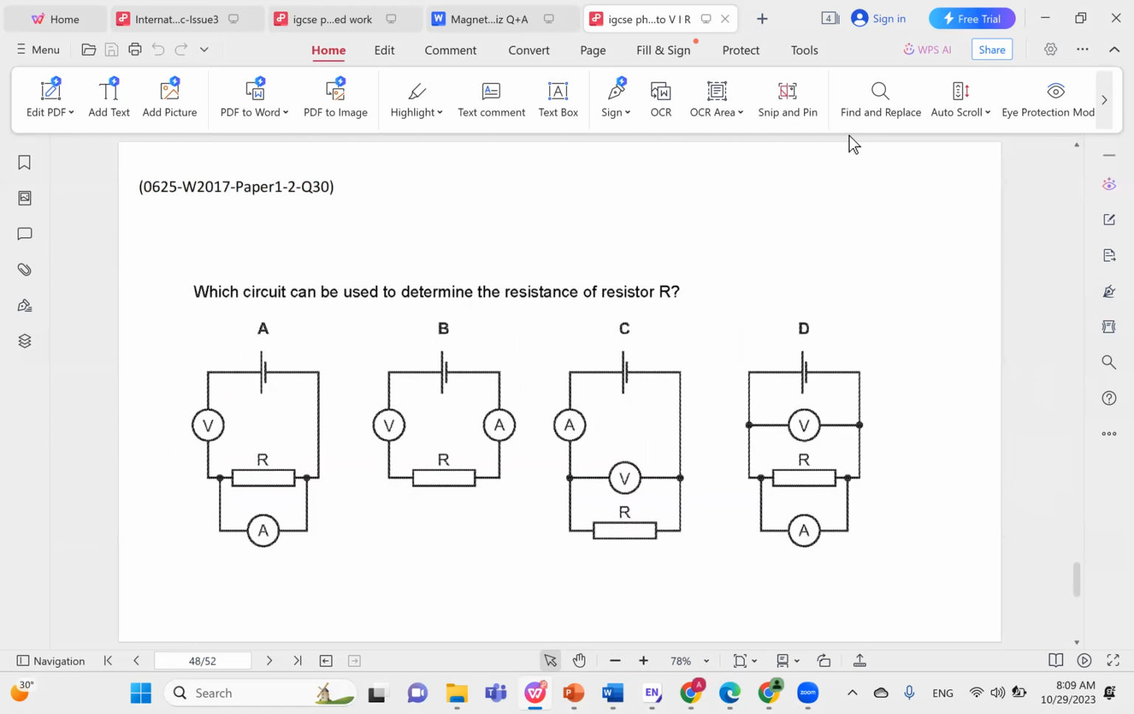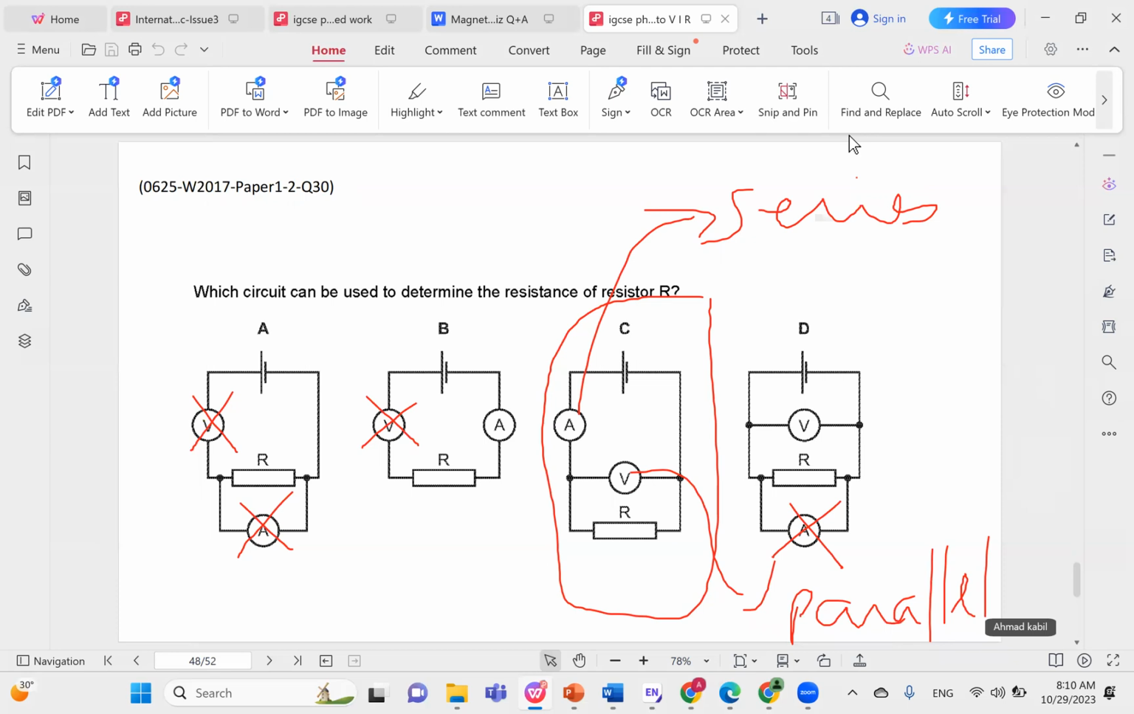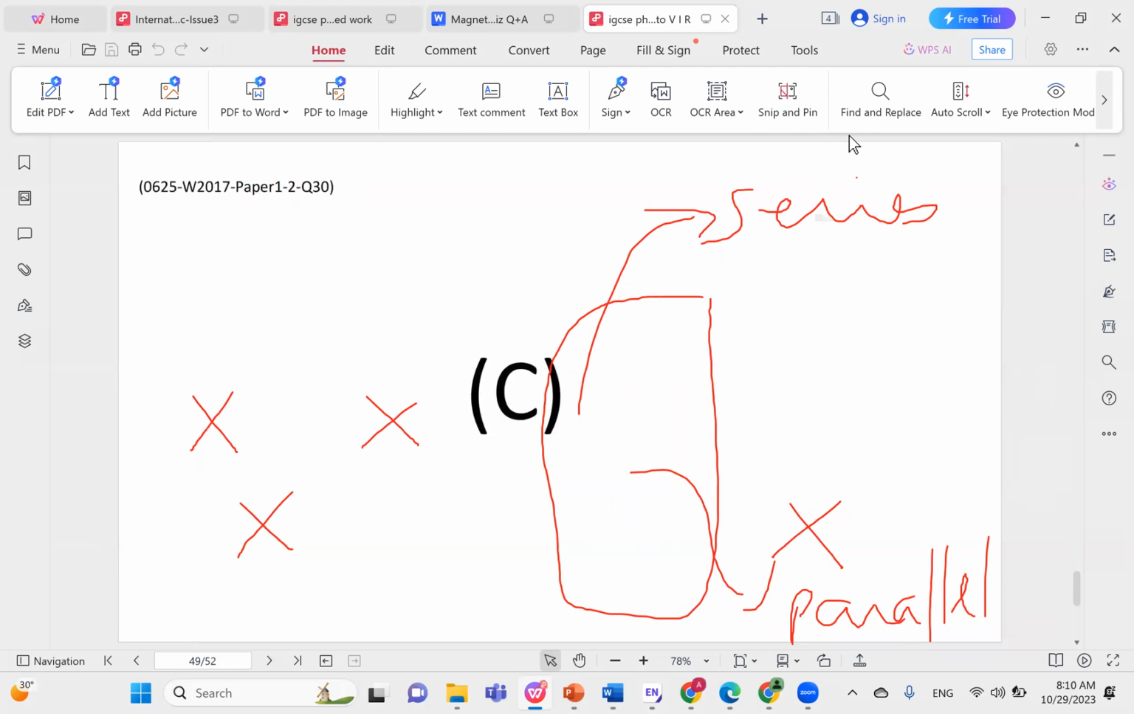Which circuit can be used to determine the resistance of resistor R? We said that the ammeter is connected in series and the voltmeter is connected in parallel. So A and B are wrong because the voltmeter is connected in series. And D is wrong because the ammeter is connected in parallel. C is the correct choice because the ammeter is in series and the voltmeter is in parallel. So C would be the correct choice here.